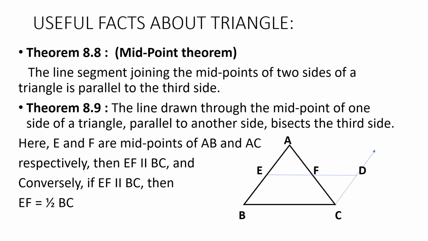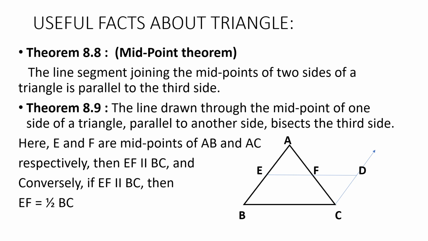Now some facts about triangles. Theorem 8.8, which is the important midpoint theorem, says that the line segment joining the midpoints of two sides of a triangle is parallel to the third side. Also the converse of the midpoint theorem, Theorem 8.9, says that the line drawn through the midpoint of one side of a triangle parallel to another side bisects the third side.